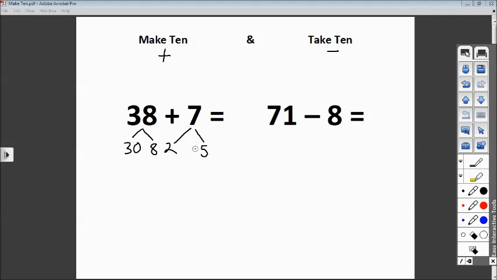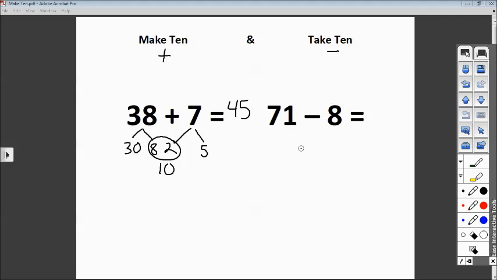So I have 2 and 5 make up my 7. 8 and 2 make up 10. So 30 plus 10 is 40. Plus 5 is 45. So that's my make 10 for addition.